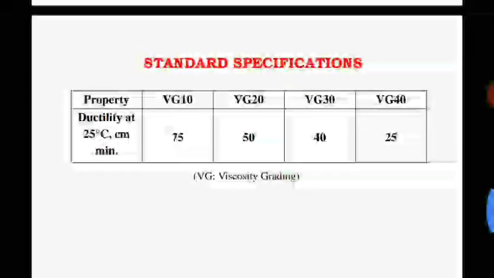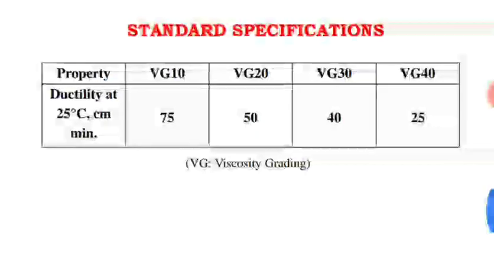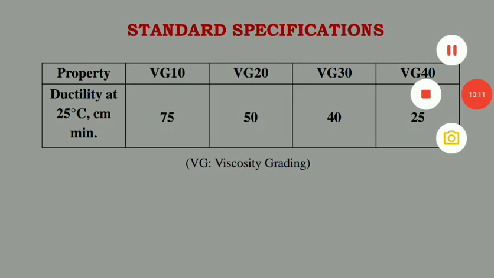And here we will have some standard specifications that depend upon the ductility value, right? So here they have given a property, that is ductility at a certain temperature. Here they have given the standard temperature, that is 25 degrees Celsius. If they have conducted the ductility test, these particular results have been obtained, and they have given certain standard specifications for that.